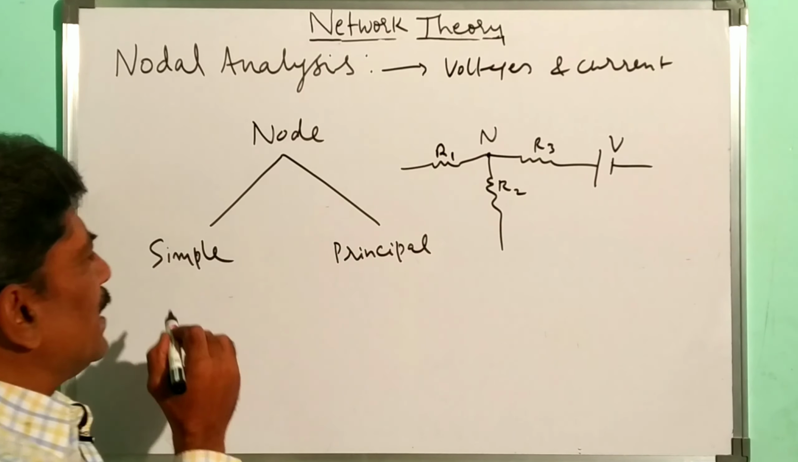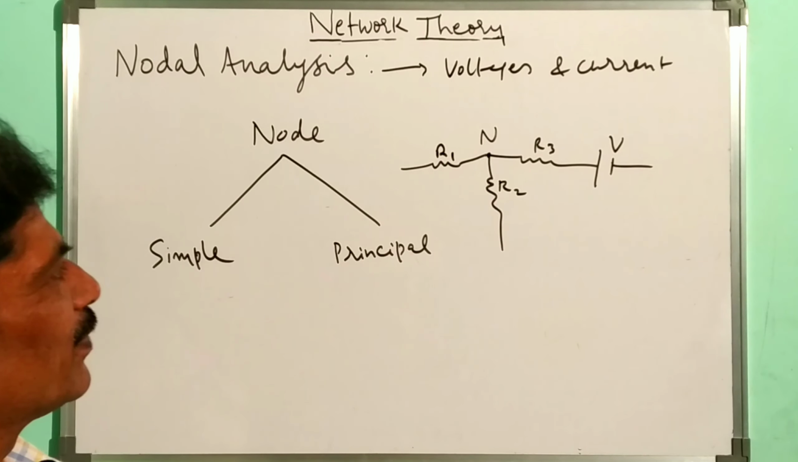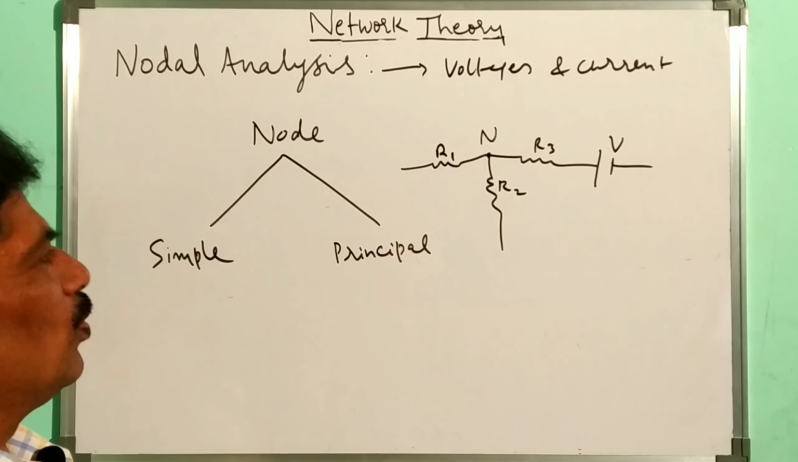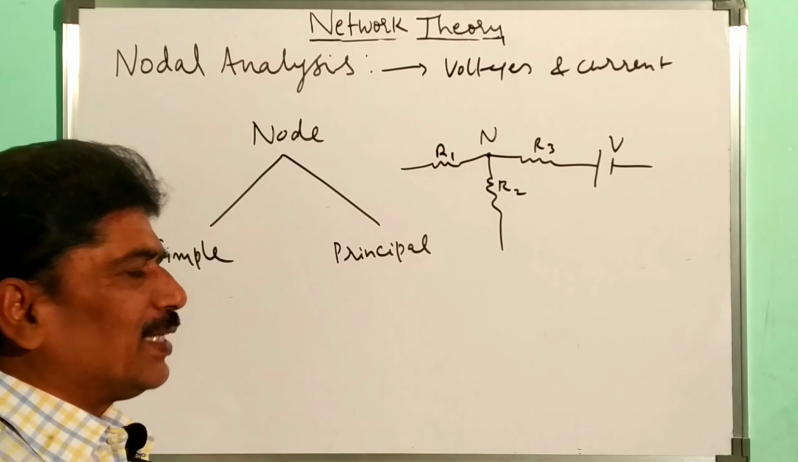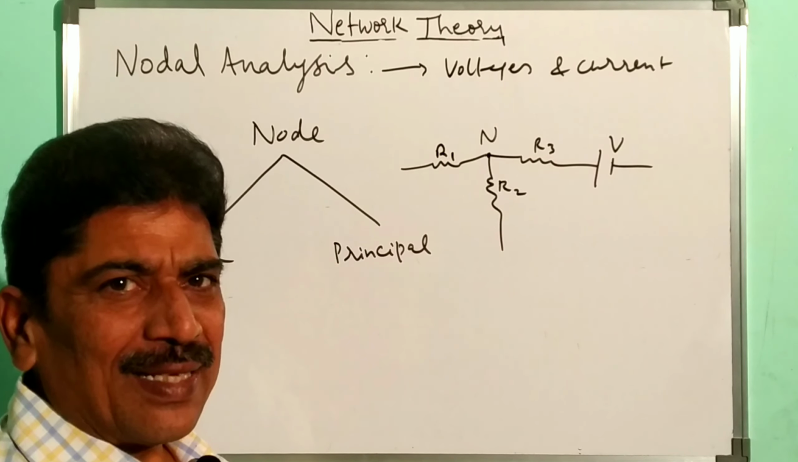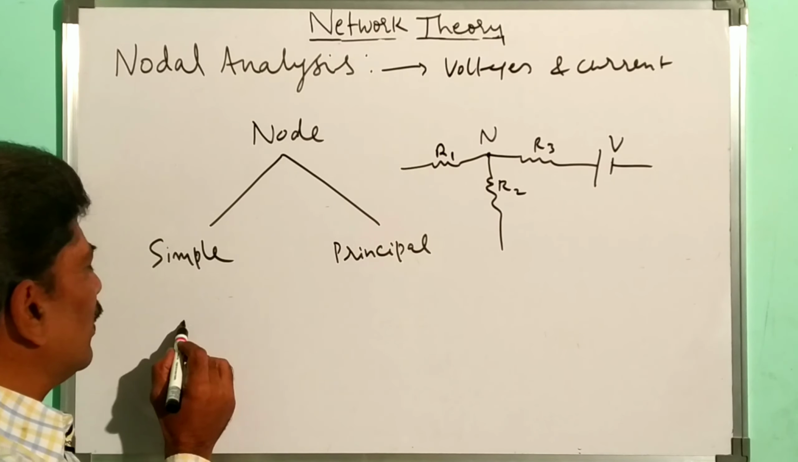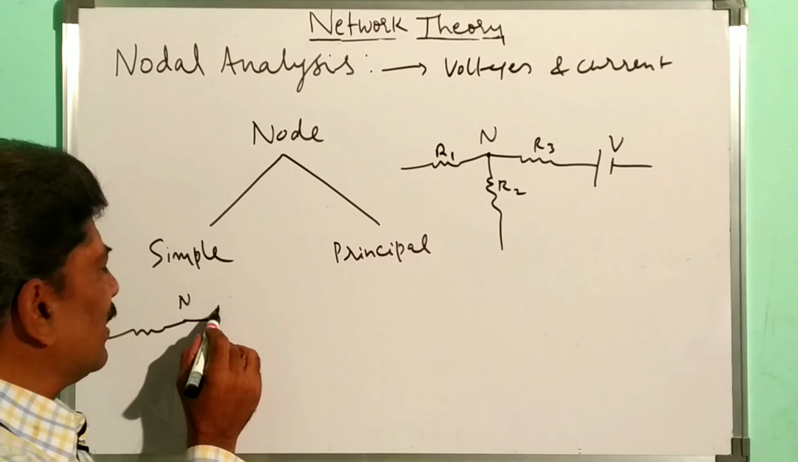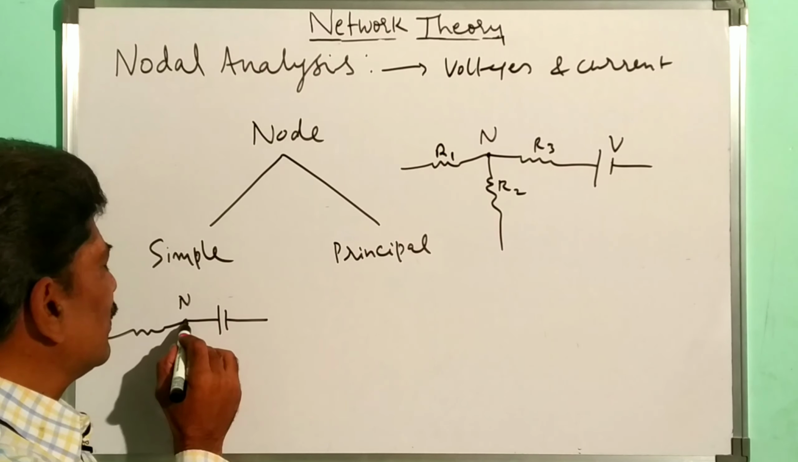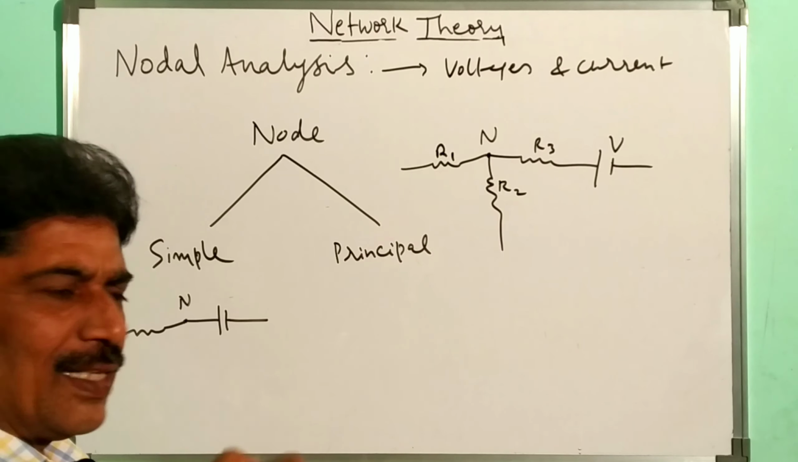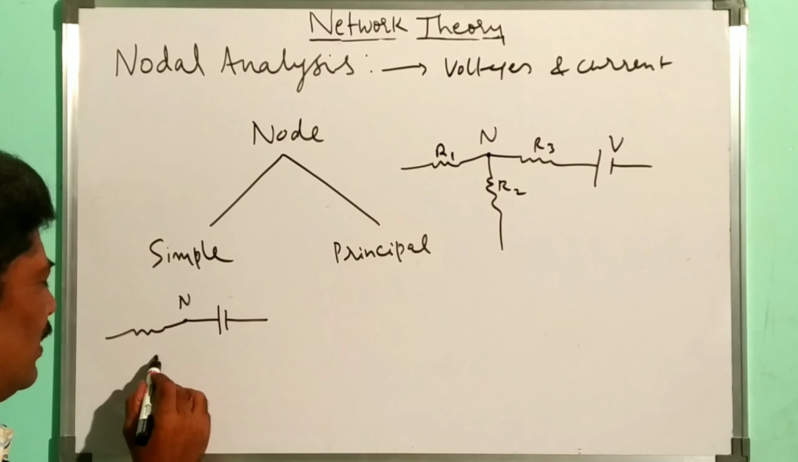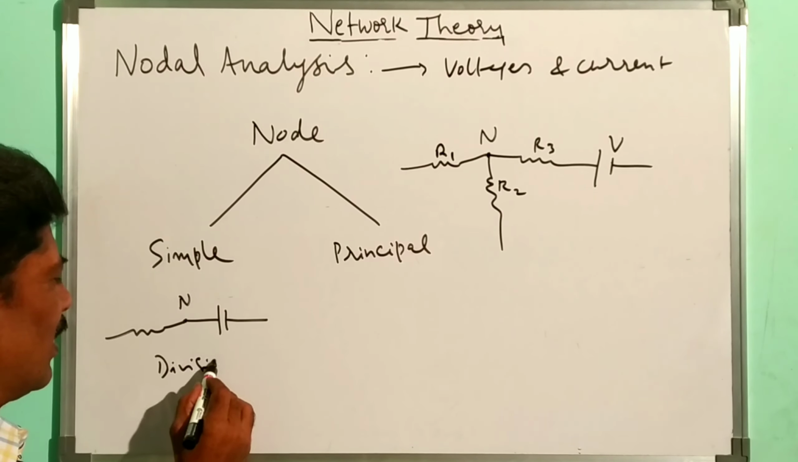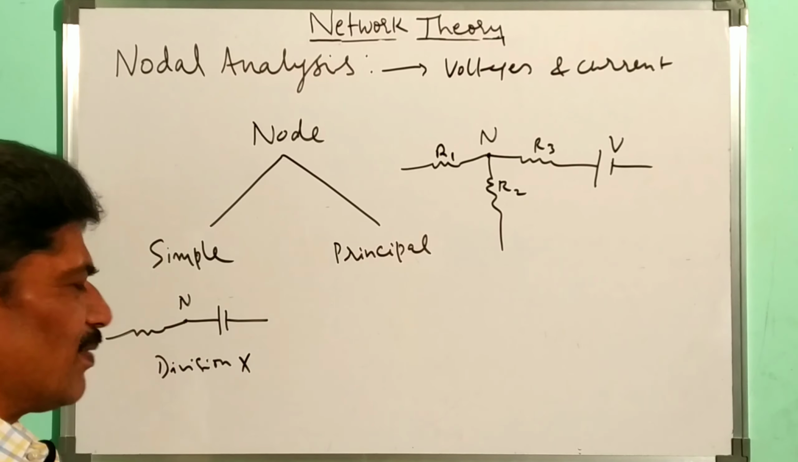A simple node is one where only two branches are connected to the node. That is, for a simple node, only two branches will be connected. So in this case there is no division of current, in the case of a simple node.